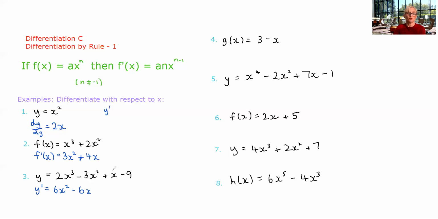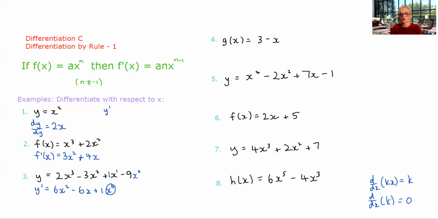Decrease it by 1. What happens when you have a 1x? Well, this is really 1x to the 1, isn't it? So you're going to get 1, then you're going to get x to the 0. Now, x to the 0 is just 1. So what actually happens is whenever you have just some constant times x, you're just going to get that constant as your derivative. And what's going to happen here with our -9? Well, this is really x to the 0. When we bring that down and multiply, we get 0. So the derivative of a constant is nothing.